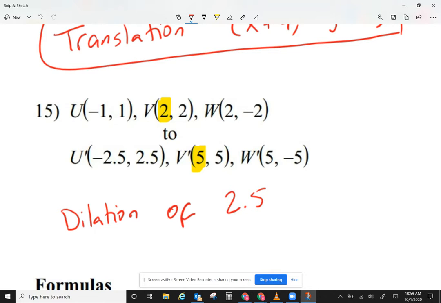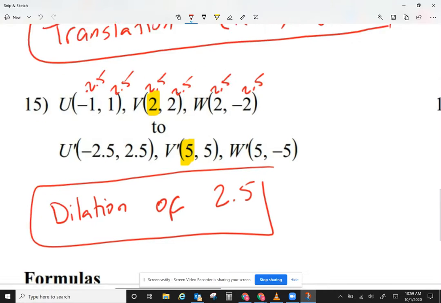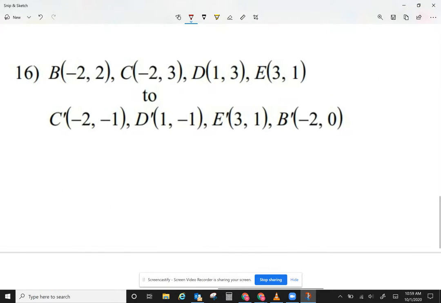I quickly take a look at all my numbers. It seems like I did multiply by 2.5. All my numbers I multiplied by 2.5. Yep. That's how I know it is dilation. Dilation of 2.5. So, matter of fact, if I was to graph these, the original figure is smaller than the one after the dilation. I know that the second image gets bigger because my scale factor is more than 1, right? 2.5 in this case.